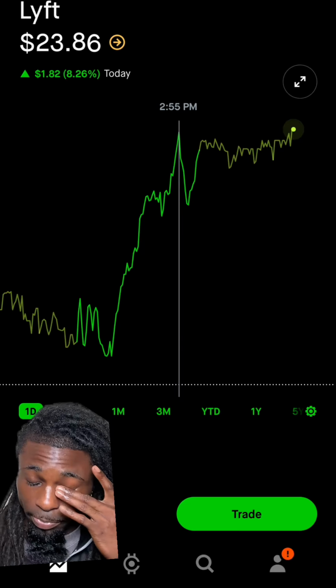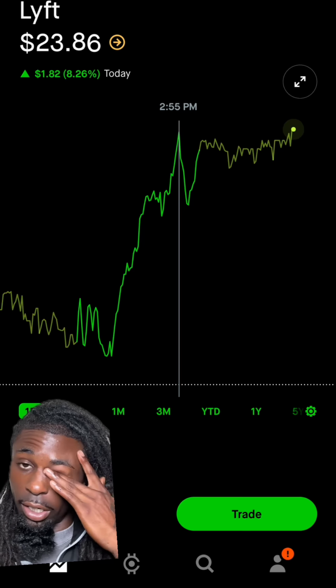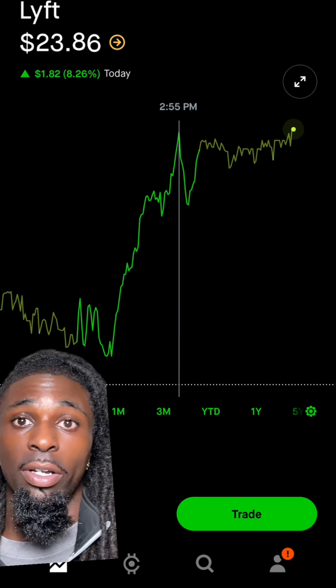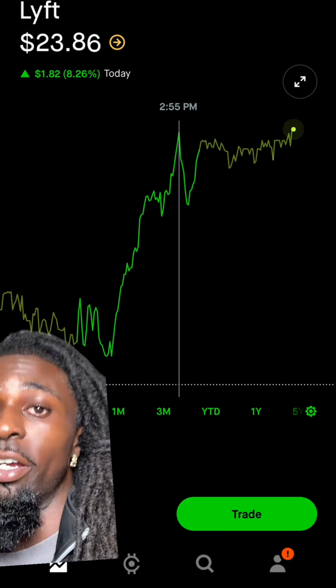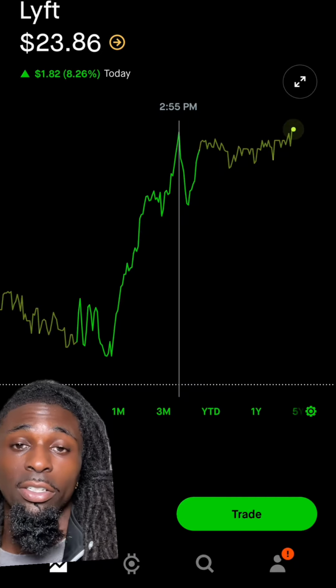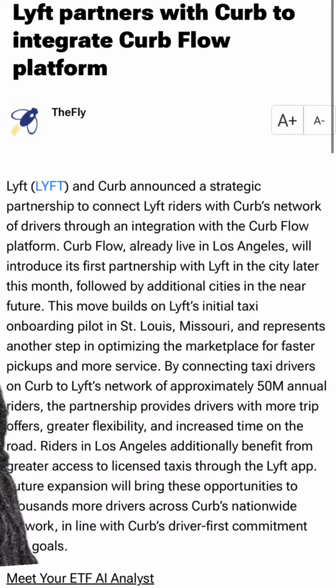This the banger. Well, it should be. You want to be paying attention to Lyft going into tomorrow, guys. Lyft is on track to go straight to $32. You get what I'm saying? Already broke major levels, key levels. Also got good news. Lyft partners with Curb to integrate Curb Flow platform.